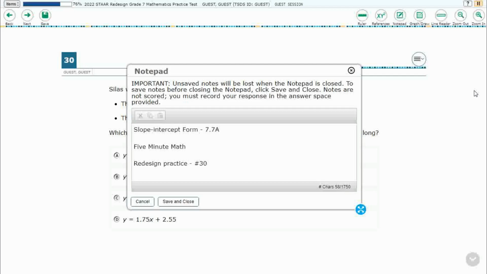Today we are looking at the 7th grade concept of slope-intercept form. This is standard 7.7a in the great state of Texas, and we are using item number 30 of the Redesign Practice online STAAR test. If you haven't done so already, please go ahead and take a moment to pause the video, work this problem out on your own, unpause it, and we will look at our answers together.